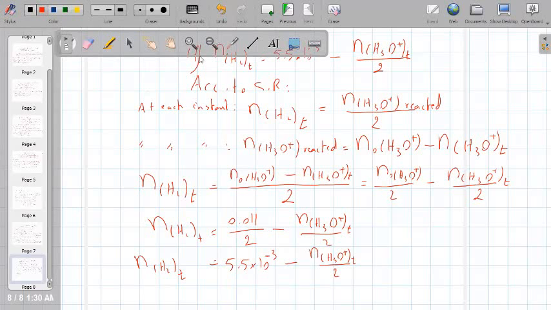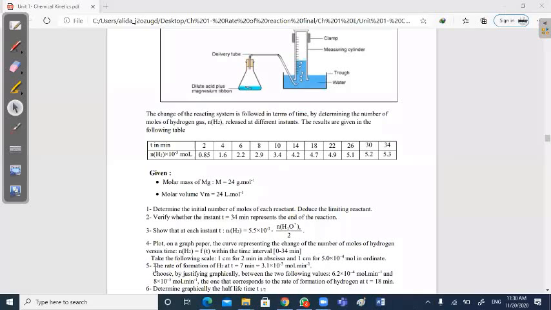Let's continue with part 4. Plot on graph paper the curve representing the change of the number of moles of hydrogen versus time, NH2 equals F of T, within the interval of time 0 to 34. In the table we are not given 0, but at t equals 0 the number of moles of H2 should be 0. The graph should start from 0,0 till the instant 34 minutes.